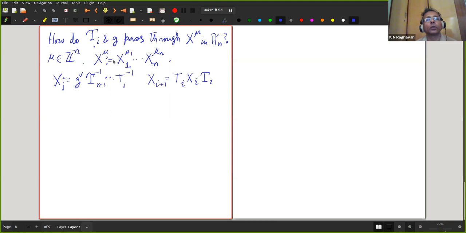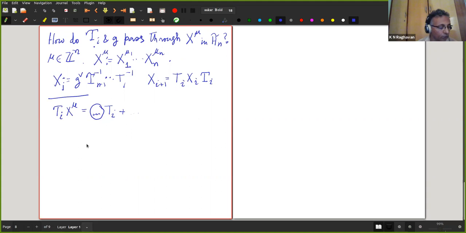So what we want to understand is Ti x mu is equal to something, and then Ti on this side. I want to pass Ti through, and I'll probably get something in terms of the x's here. I want to determine that, and maybe there will be some other term as well. So this is what I mean by this question. I want to write Ti x mu with Ti on the right side. And similarly for G.